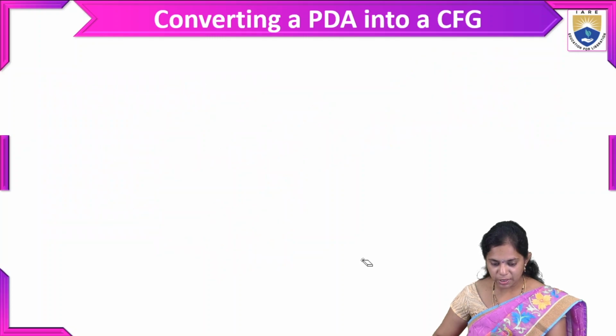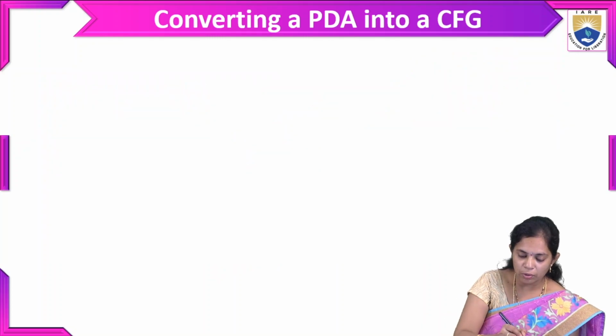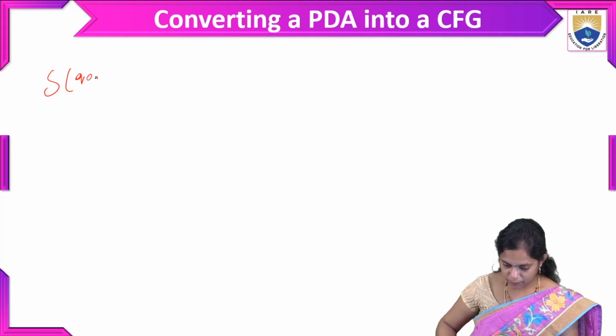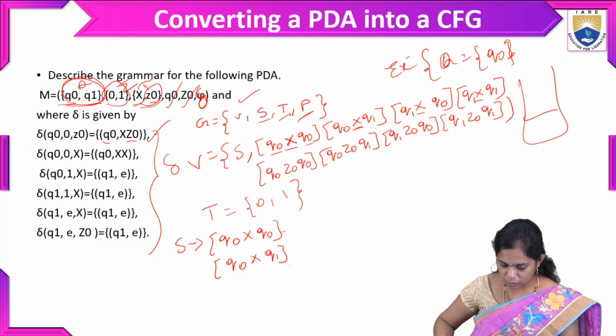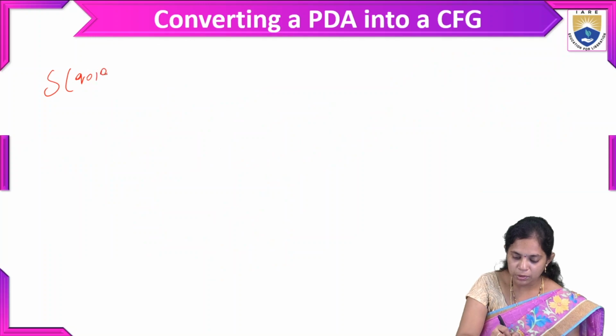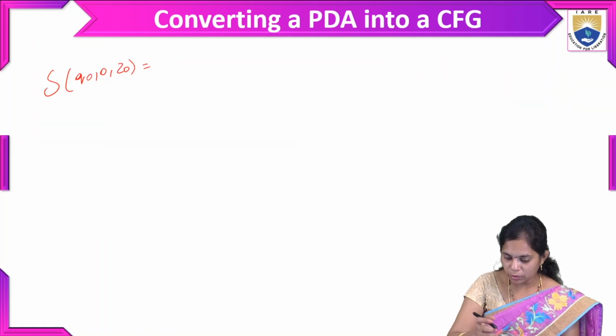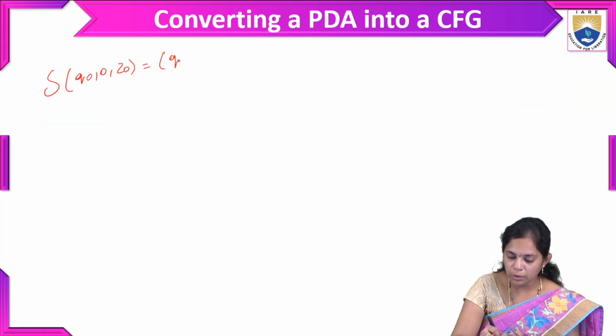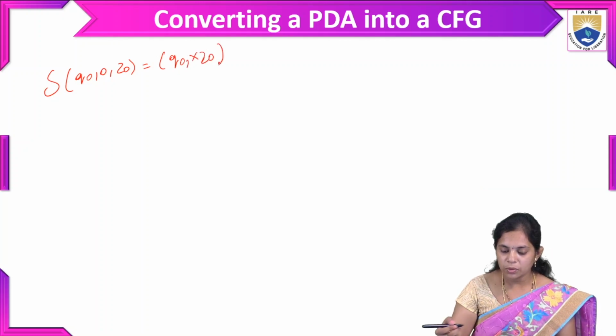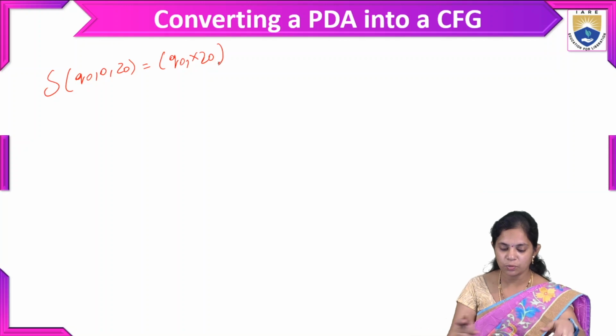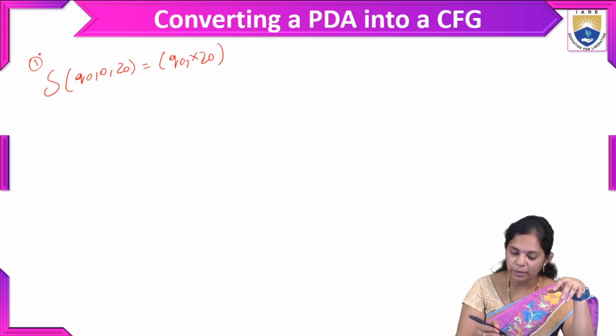So what is the first transition function? Delta of Q naught, Z naught is equal to Q naught X Z naught. So this is the transition function, the first one. So we will write the first one.